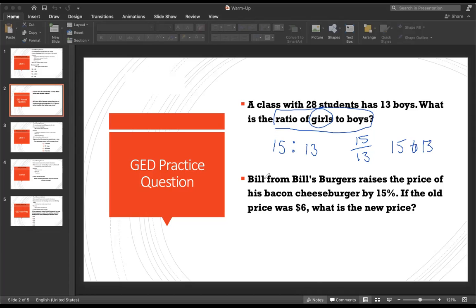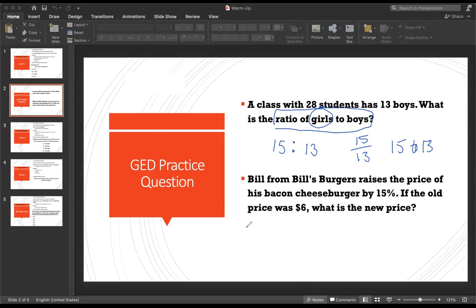No. Okay. The last one is: Bill from Bill's Burgers raises the price of his bacon cheeseburger by 15%. If the old price was $6, what is the new price? Okay, what's your answer? $6.90. Very good.